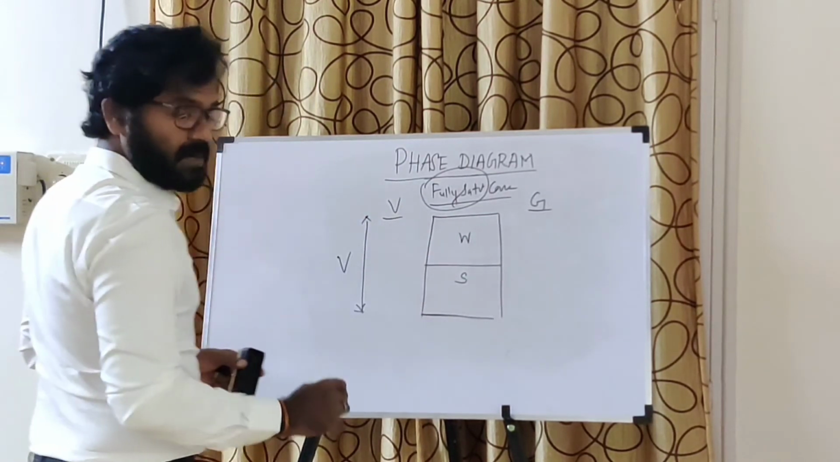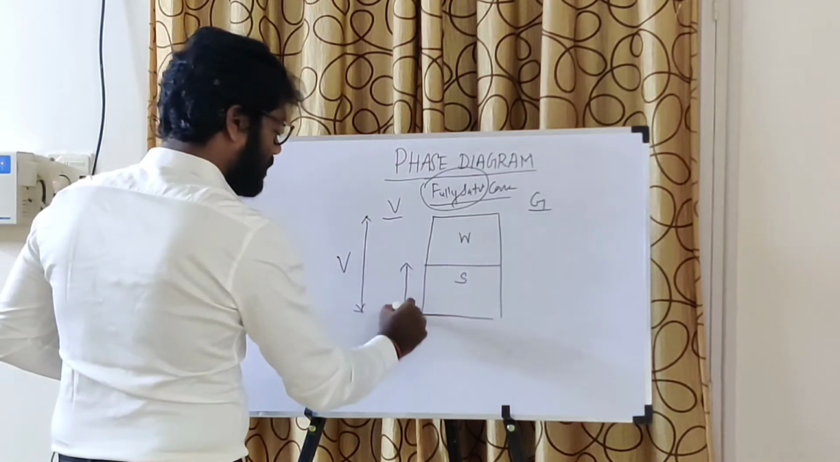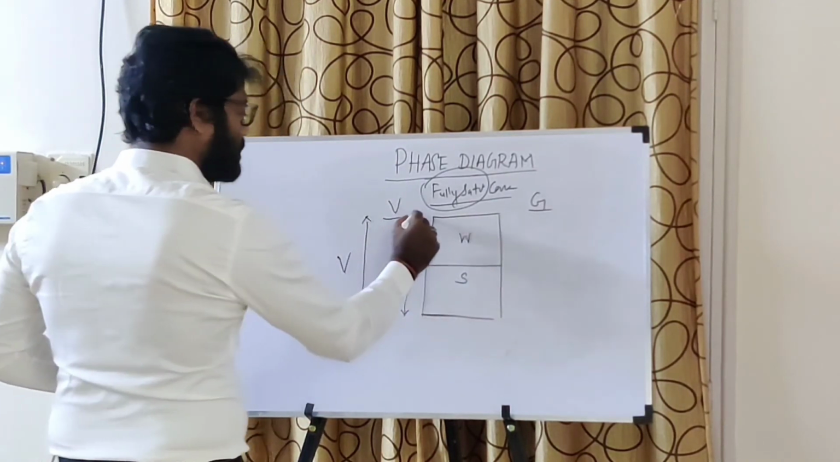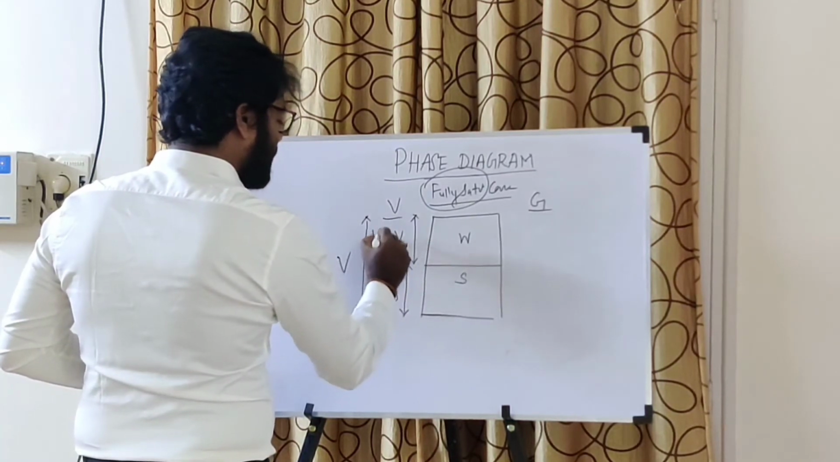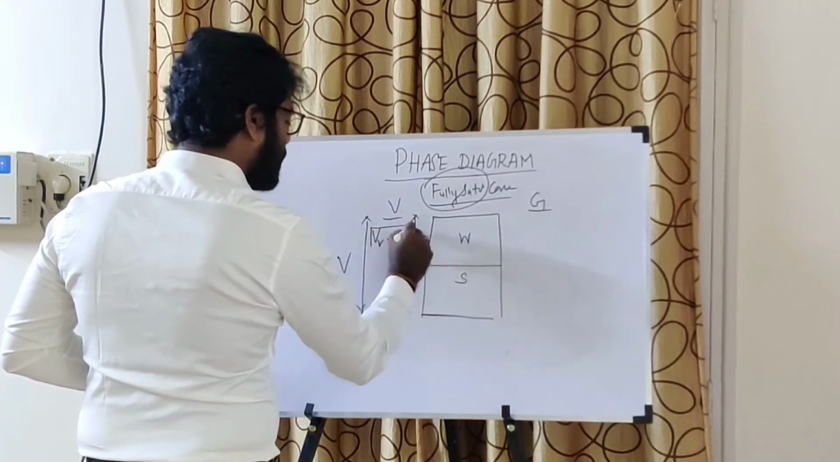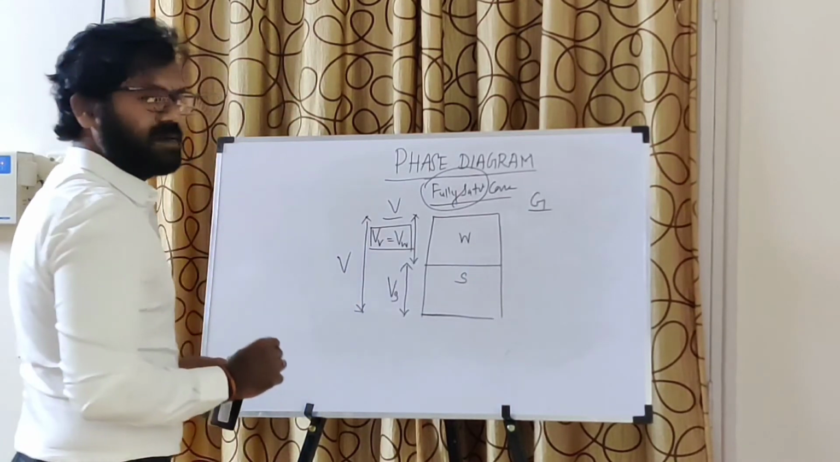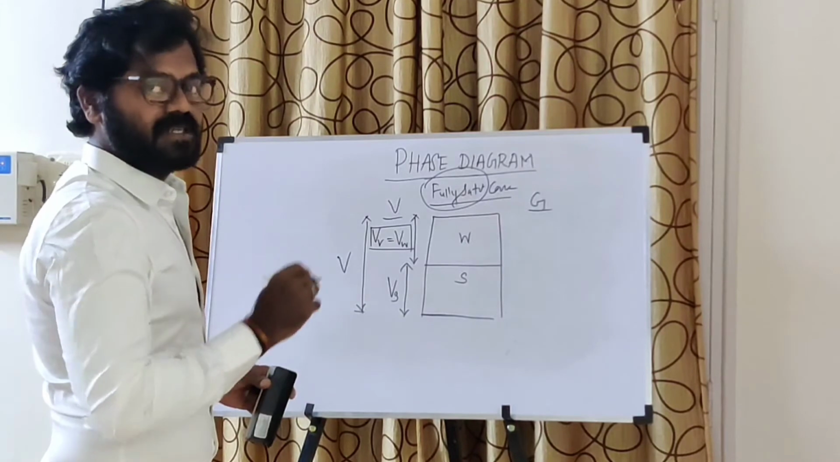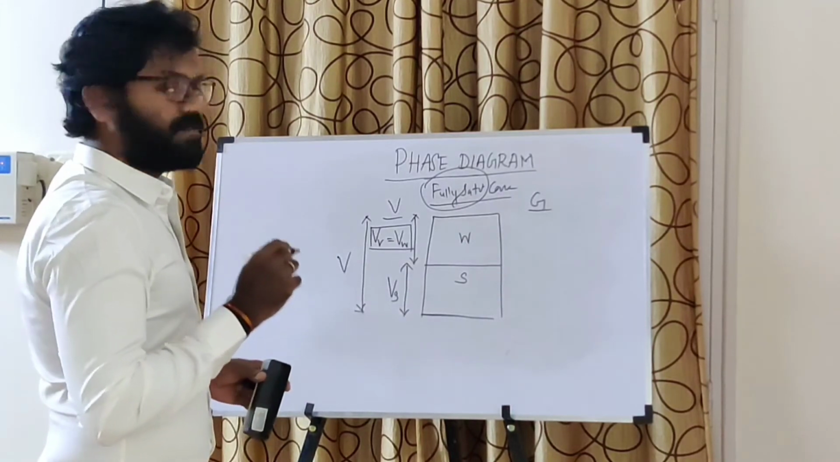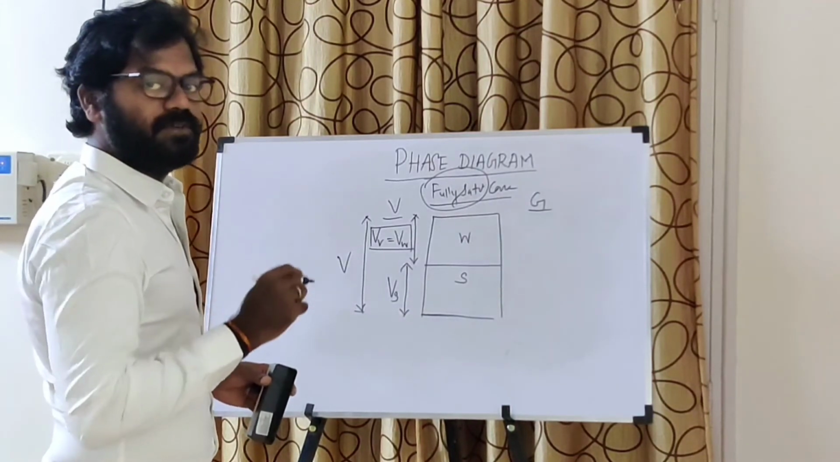Total volume of the soil mass, volume of solids, and obviously this will be volume of water. And in this case, the volume of water will be equal to volume of voids. In the dry state, we have volume of air equal to volume of voids. In the partially saturated state, we have volume of air plus volume of water equal to volume of voids.